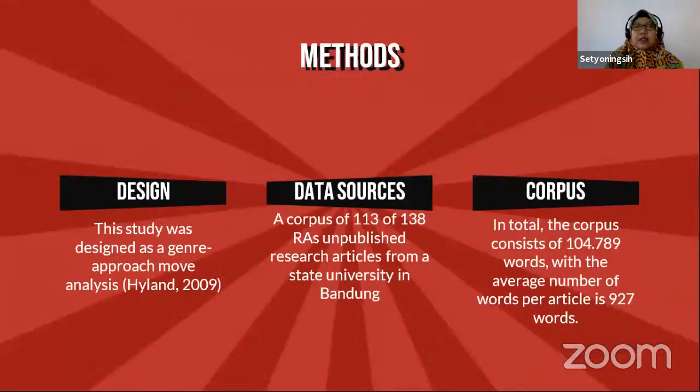And then the methods. The design of this study was a genre approach move analysis according to Hyland in 2009. And then the data sources cover 113 of 138 unpublished research articles from a state university in Bandung. And then the corpus in total consists of 104,789 words, where the average number of words per article is 927 words.